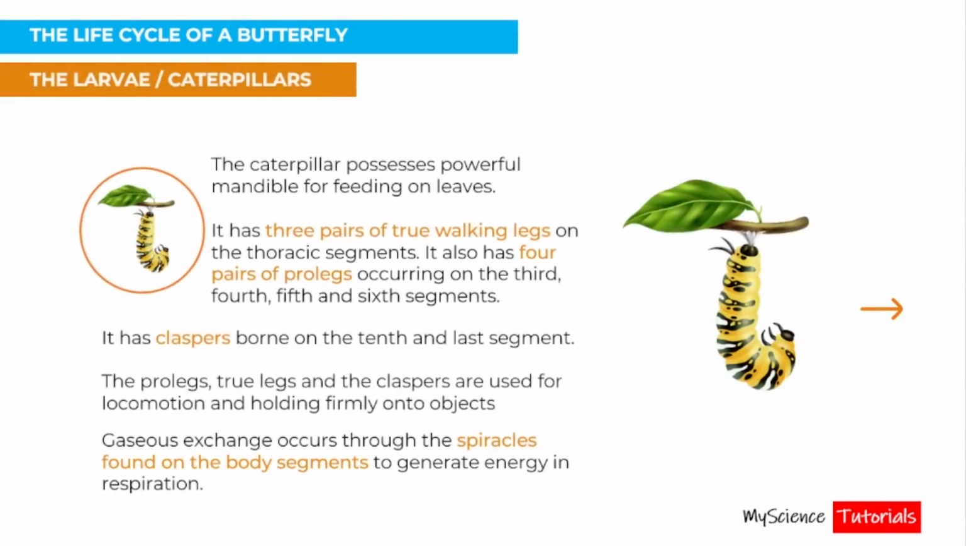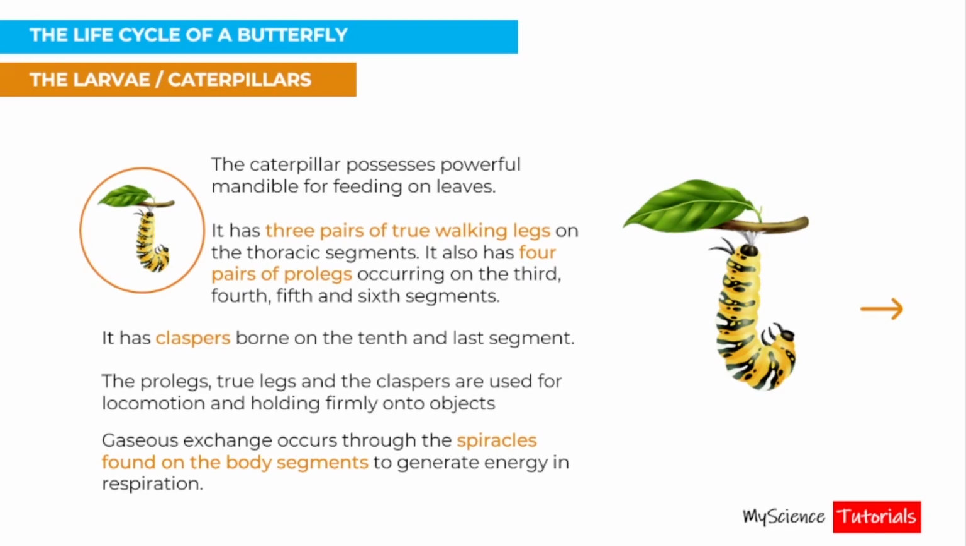Now let's look at the larvae or the caterpillars. So the caterpillar possesses powerful mandibles for feeding on leaves. It has three pairs of walking legs on the thoracic segment. It also has four pairs of prolegs occurring on the third, fourth, fifth, and sixth segments. It has claspers borne on the 10th and last segment. The prolegs, true legs, and the claspers are used for locomotion and holding firmly onto objects.